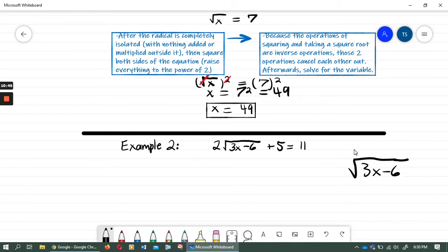If we've still got the stuff that's outside the radical, like the times 2 and the +5, then the radical is not isolated. But again, guys, in order for it to be isolated, it needs to be written with only the stuff inside of that radical. So we need to use inverse operations to isolate that radical, to get it by itself on one side of the equation.